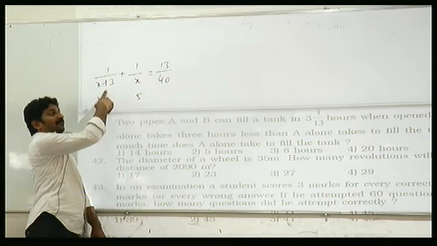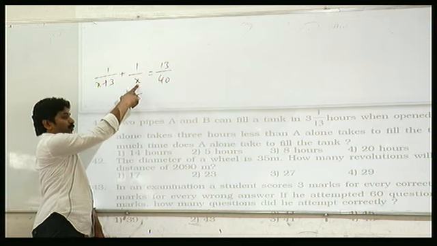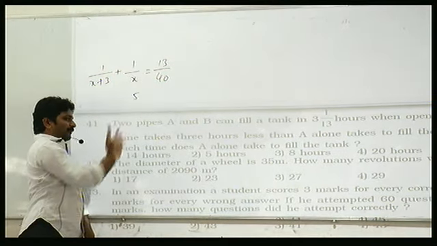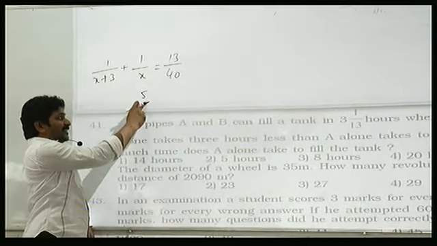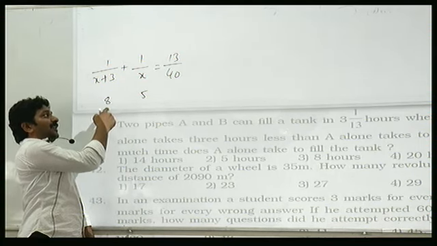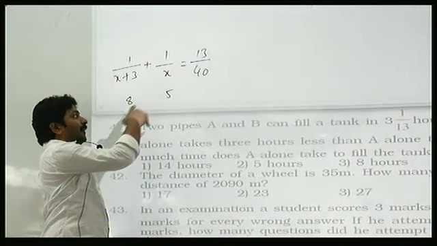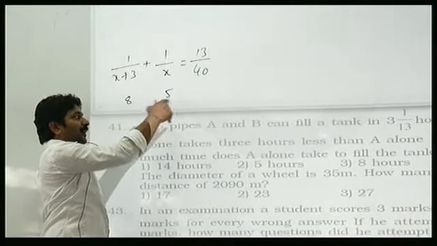If it is 5, it becomes 2. 5 and 2 LCM is not 40. So if x is 5, then x plus 3 becomes 8. 8 and 5, the LCM is 40. 8 5 times, 5 8 times.